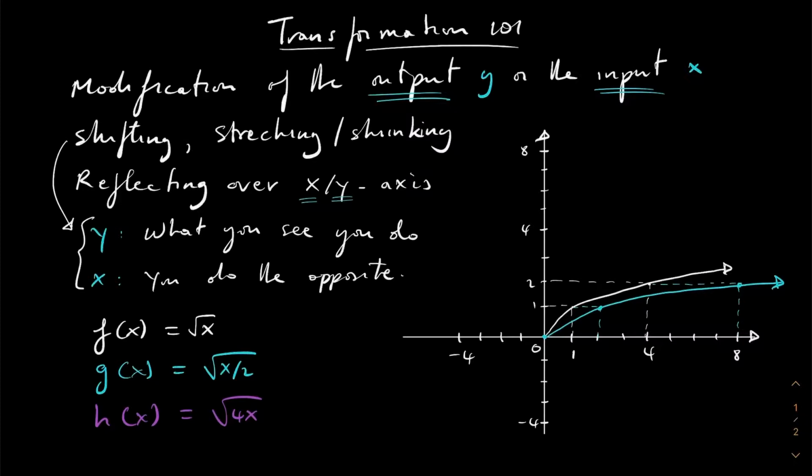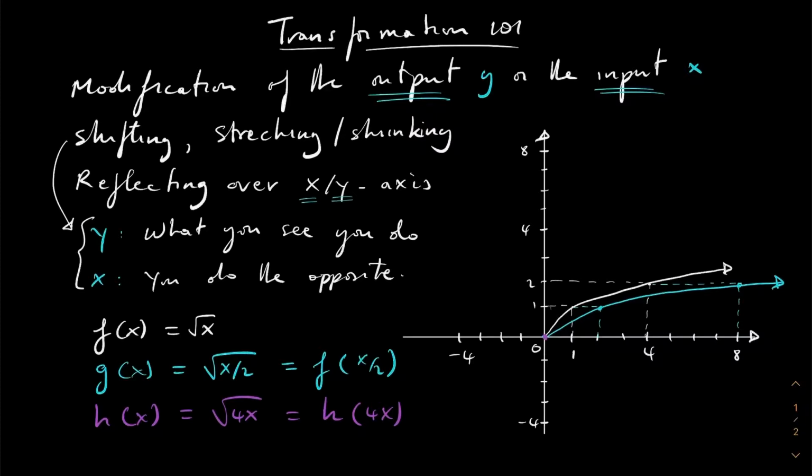On the other hand, for h of x, since the input x is being multiplied by 4, what we have to do is divide the input for f of x by 4. And so we're going to obtain new points. The first one at 0, 0.